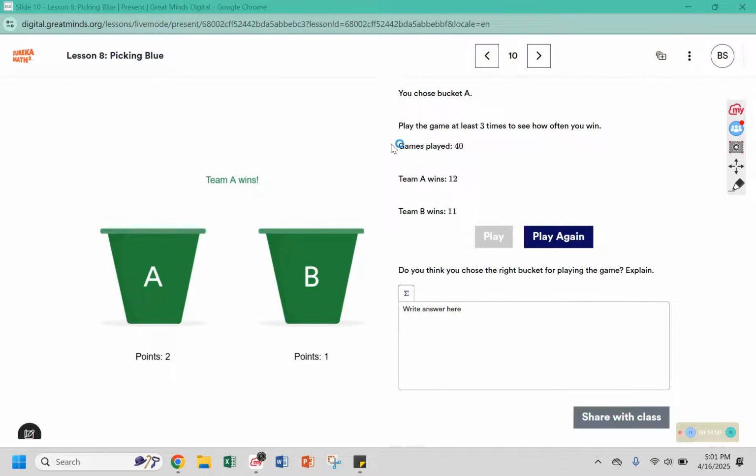And team A and team B win almost the same amount of times. So do you think that you chose the right bucket for playing the game? In some times, team B was in the lead and had more wins. At other times, team A was in the lead with more wins. So you can't just determine if you chose the right bucket by who is leading, and perhaps 3 times is not enough to determine if you've made the right decision. But I do think that I made the right decision.